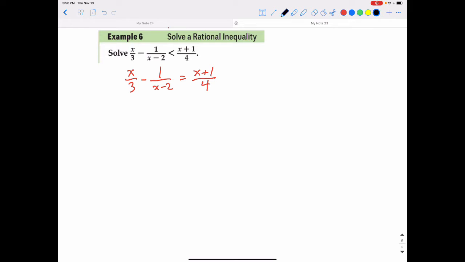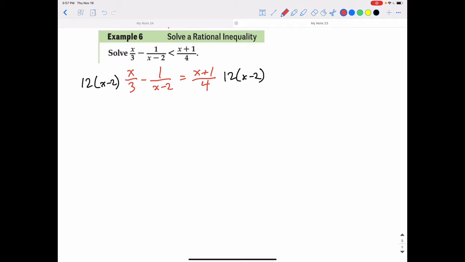And then I will do what we've done all the way through this section so far, which is find a common denominator. The common denominator of 3 and 4 is 12. So that'll be 12 with the x minus 2 on both sides. So again, that's going to be 12 times x minus 2.